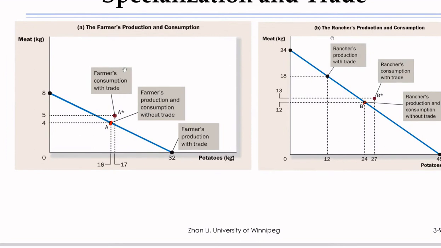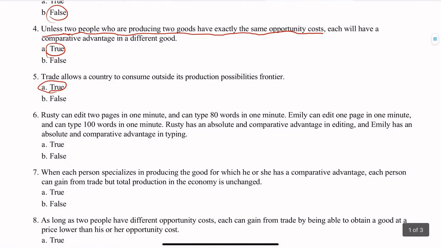However, you can observe that after specialization in trade, the farmer will be able to consume at A star. And obviously, A star is outside of the farmer's production possibilities frontier. Of course, here we are talking about a person, but you will get the same result when you're talking about a country. So basically, for a country, through specialization and trade, a country can actually consume outside of its frontier. So here we should choose true for the fifth true-false question.